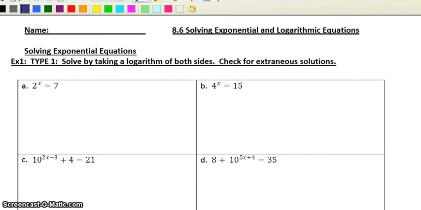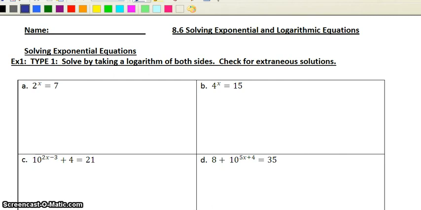Hey, welcome to 8.6, Solving Exponential and Logarithmic Equations. This is the last section of the chapter, and we're going to bring it all together in this section. We're going to use all our different properties and a little bit of new stuff I'm going to learn today to solve exponential and log equations.